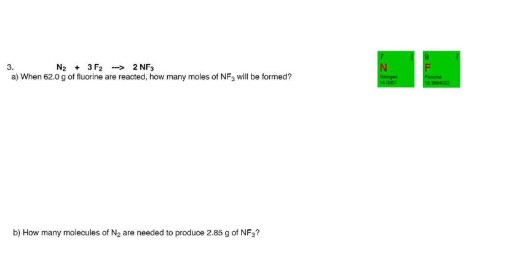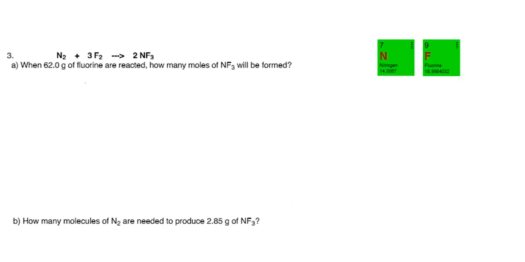So I've got a few example problems right here. Remember, the first thing is you make sure your equation is balanced, and this is a balanced equation, so we are good to go. Always take a look at what you are given and figure out what you are looking for. So in this problem, when 62.0 grams of fluorine, they gave me this amount right here. This is my given. That's where we'll start. When this is reacted, how many moles of nitrogen trifluoride? So this is what we want to know.